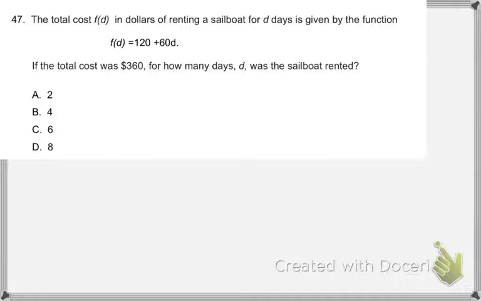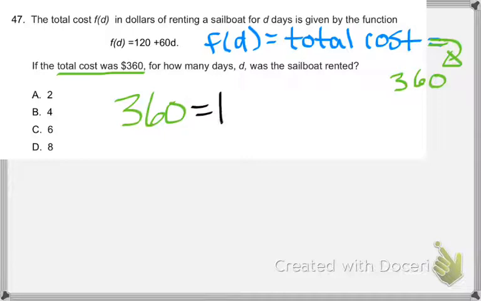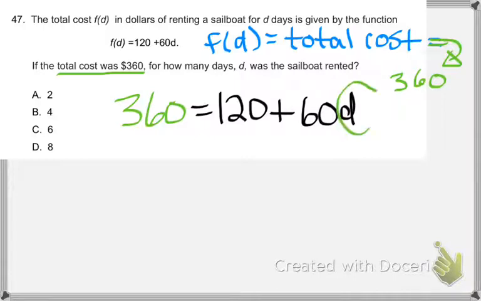Okay, so in other words, they told you f of D is the total cost. F of D is the output. And then they tell you the total cost is $360, meaning they just told you the output was $360. So literally, you write this question, and this is what I mean by working backwards: 360 equals 120 plus 60D. And now your job is to work backwards and solve for D.